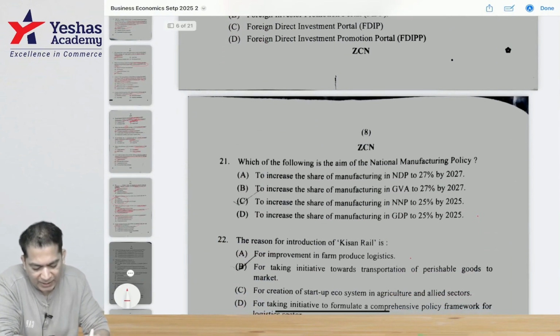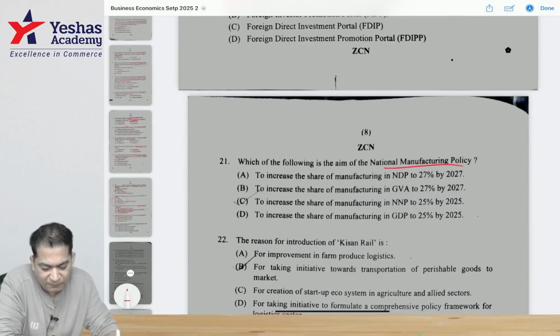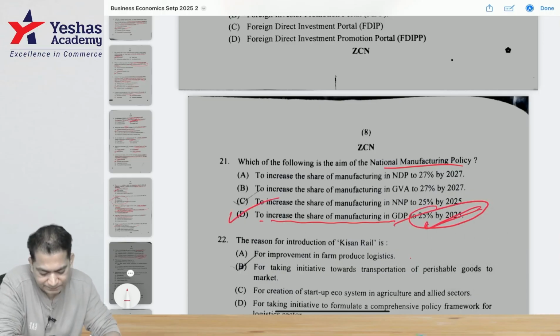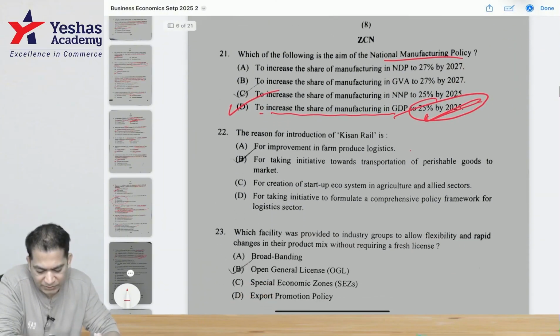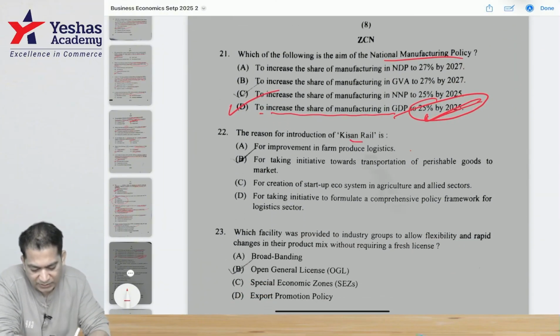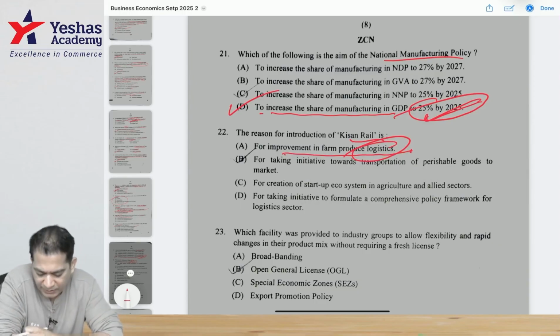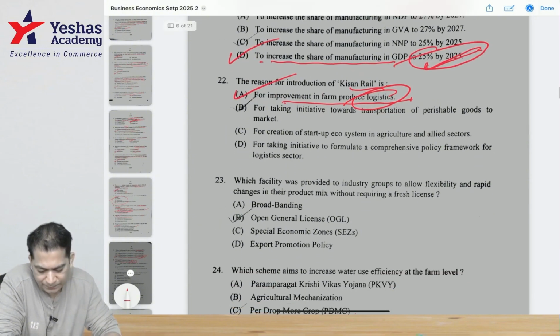Which of the following is the aim of national manufacturing policy? To increase the share of manufacturing GDP to 25% by the end of 2025. D is the answer. The reason for Kisan Rail is for improvement in perishable product logistics, a program initiated by the government of India. So the answer is A.